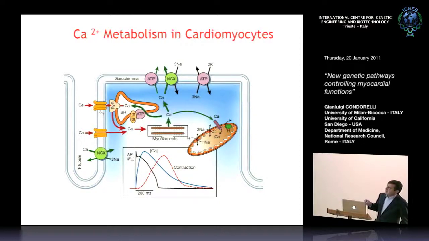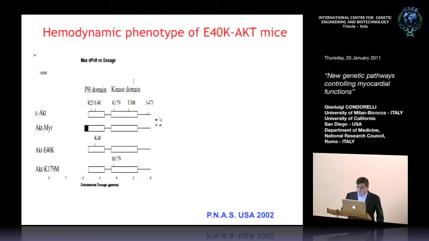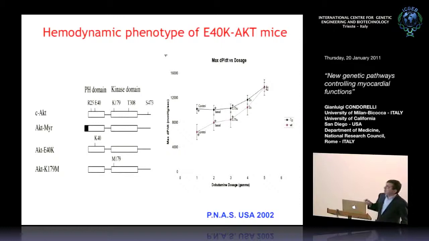So these are the two proteins that are important for decreasing the levels of calcium: the sarcoplasmic reticulum pump, and then the sodium-calcium exchanger. The L-type calcium channel is very important for starting this process, which is then amplified by this protein called ryanodine receptor. So to make a long story short, we were studying the effect of AKT in the heart.